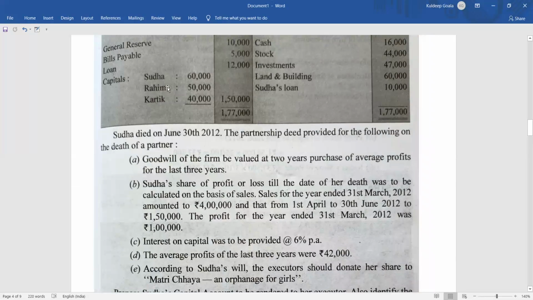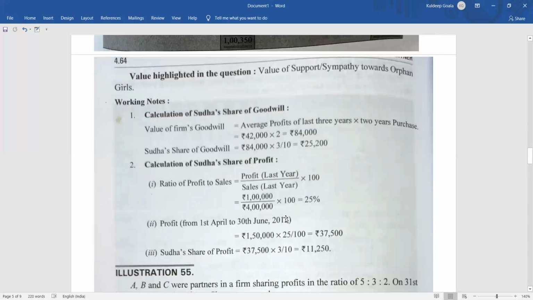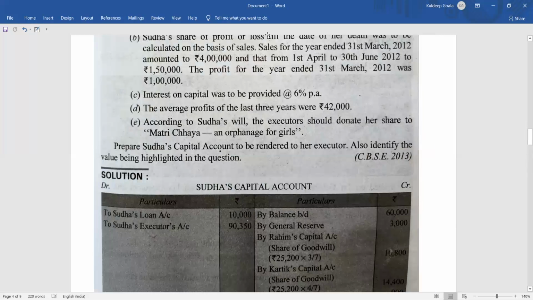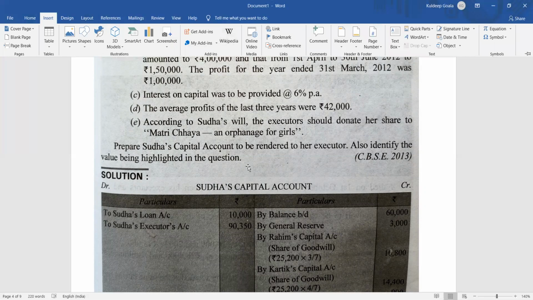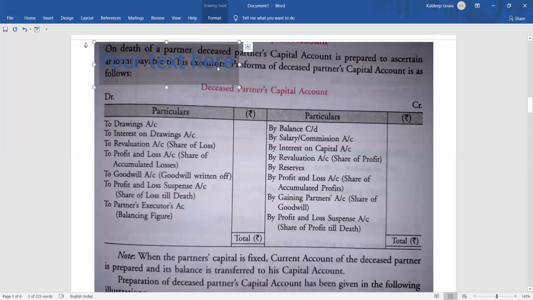So what is the capital? Sudha was having 60,000 as capital. So 60,000, 6% for how many months? 3 months. So interest on capital will be here. It is not mentioned, I'll just show you the calculation. So interest on capital will be how much? 60,000 is the capital, right? Sudha's capital is 60,000.